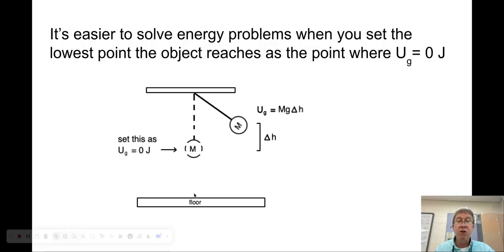It works if you use the floor. It's just more complicated if you use the floor. So we can simplify matters by choosing the more appropriate zero point for potential energy, that being the lowest point it's going to reach in the scenario that we're looking at. So I'd use this as its delta H.